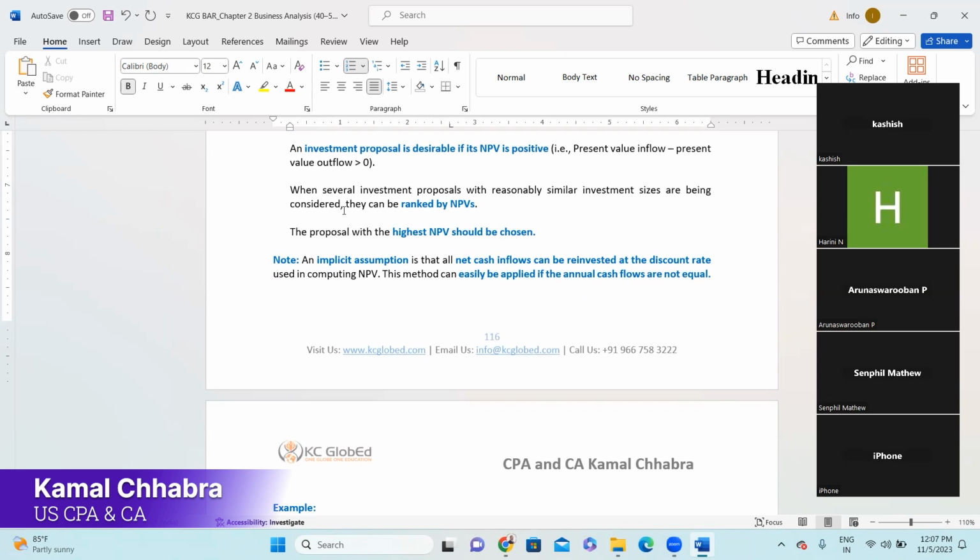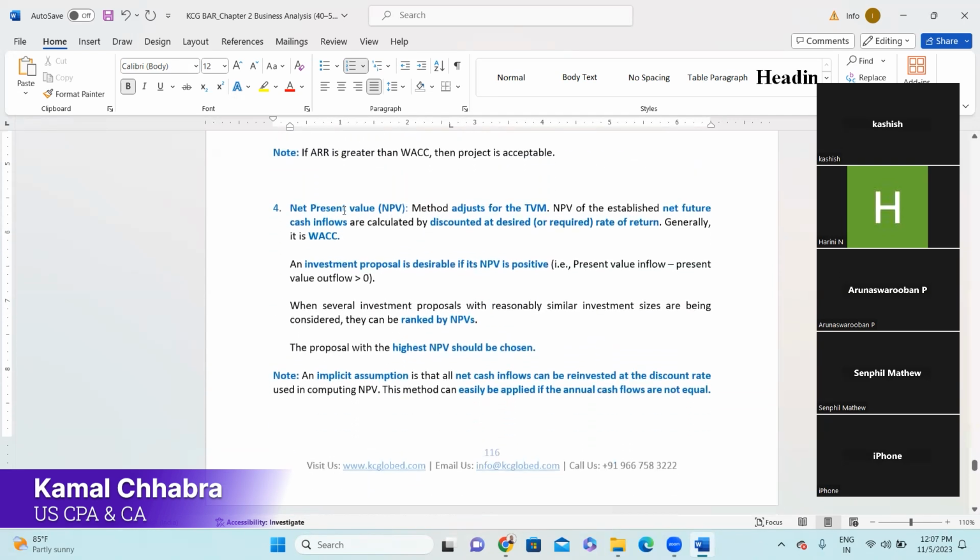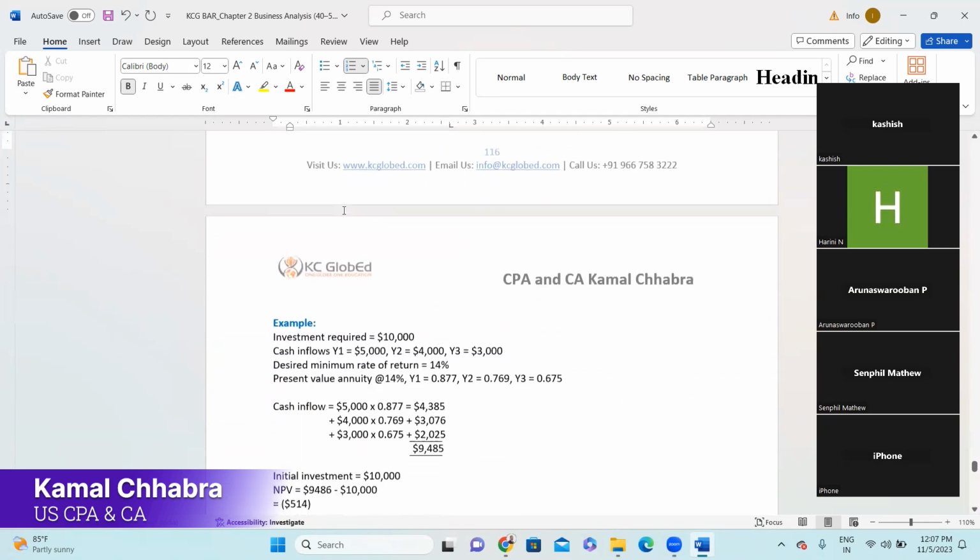An implicit assumption is that all net cash inflow can be reinvested at a discounted rate using the computed net present value. The method can easily be applied if the annual cash flow is not equal, right? Clear? Net present value. Let's do an example.